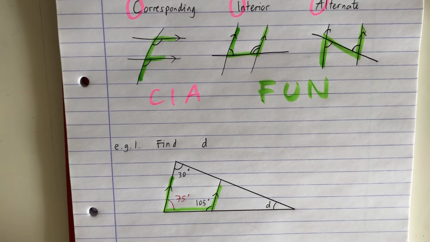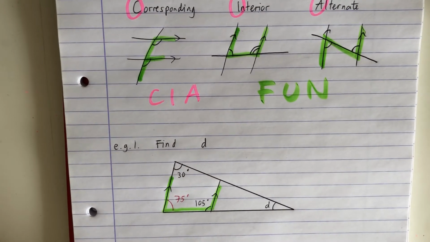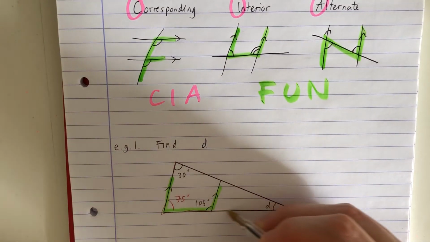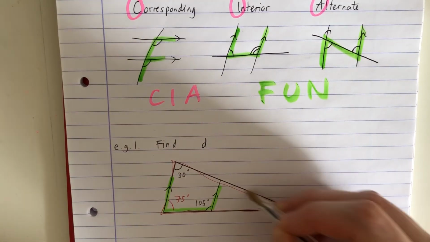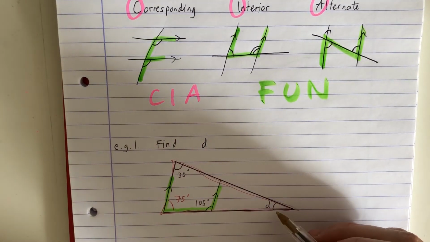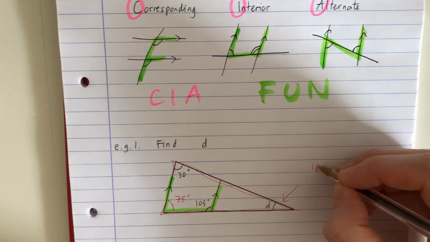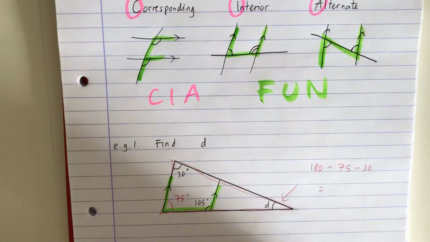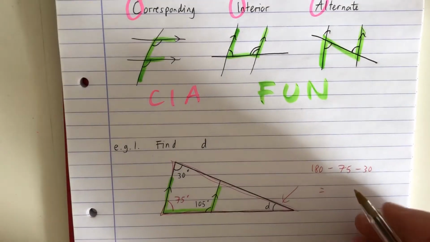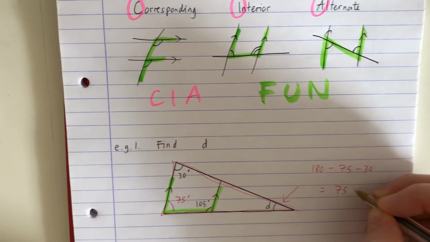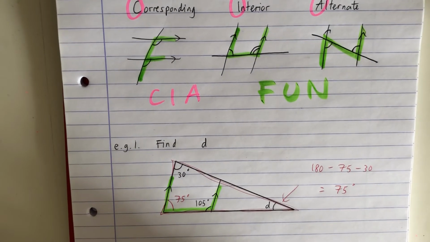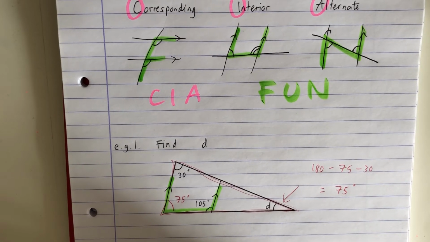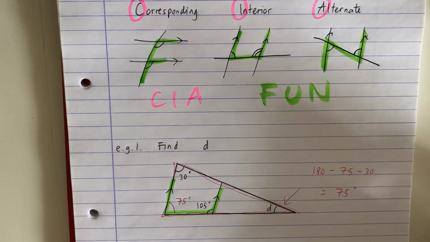Now, believe it or not, there's a way to work out D from this. This is a big triangle. 30, 75, something. That would be 180. Subtract 75, subtract 30, which would give you 75 degrees. Yep. Okay. Diagram's not drawn to scale, but yes, it is 75 degrees.